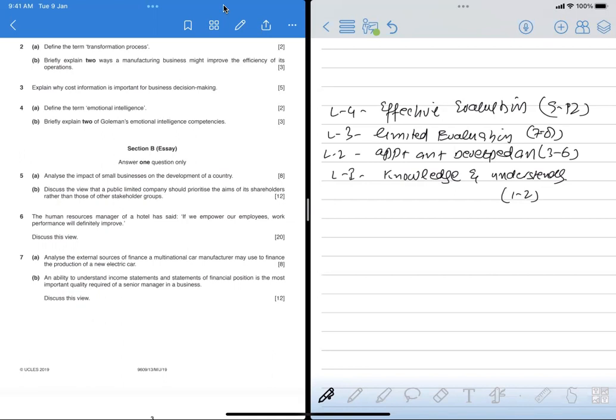Then you come to part B, an ability to understand income statement financials is the most important quality required by the senior manager in the business. This is the question related to the abilities of the manager. You can discuss some abilities of a manager related to the financial things, and then some abilities of a manager regarding the motivation of the employees, regarding emotional intelligence, regarding the handling of employees, regarding negotiation skills, regarding leadership skills, and all that. In this way you can attempt this question.